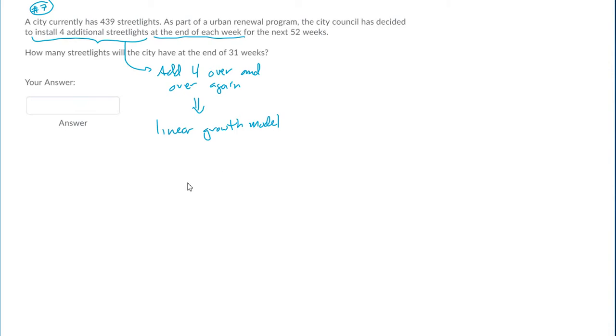In the previous problem, I had to solve for what that slope, or constant rate of change amount, was. In this case, I don't. They're telling me I'm adding 4. So 4 is my m. So I can just generate my numbers. The number of lights at time 0: when n is 0, my initial population is 439 streetlights. When n is 1, my population of streetlights at time 1 is 439 plus 4.